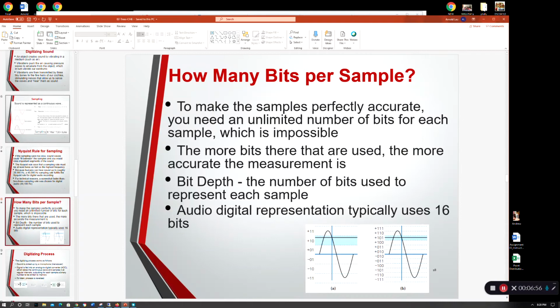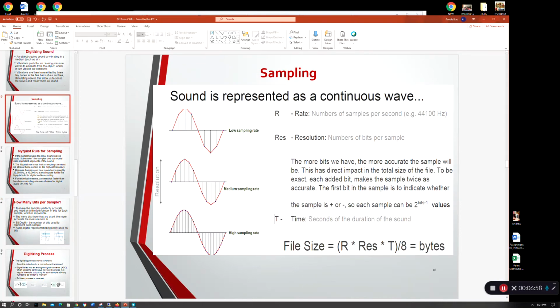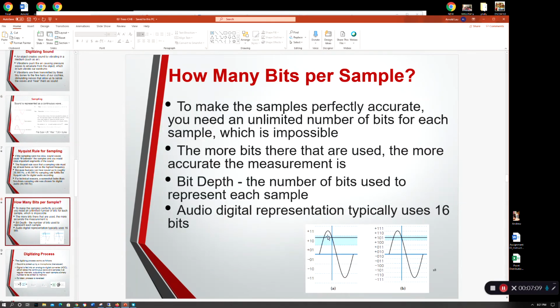Let me come back here to reiterate this for you. Sampling goes across this axis here. The more sampling you get, the more accurate you get, and then your bit depth is going along this axis, the vertical. And again, the more bits you use, the more accurate you get. On both sides, you're going to be constrained because you want to get the ideal space usage.